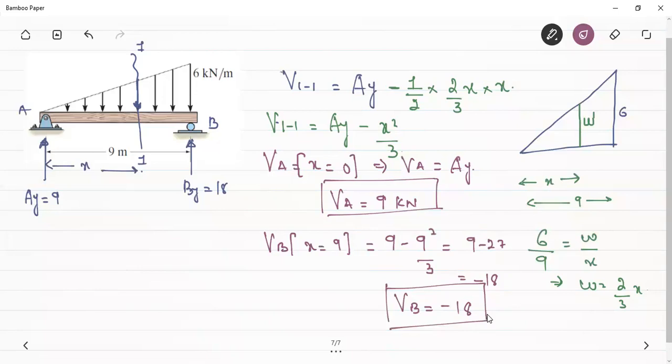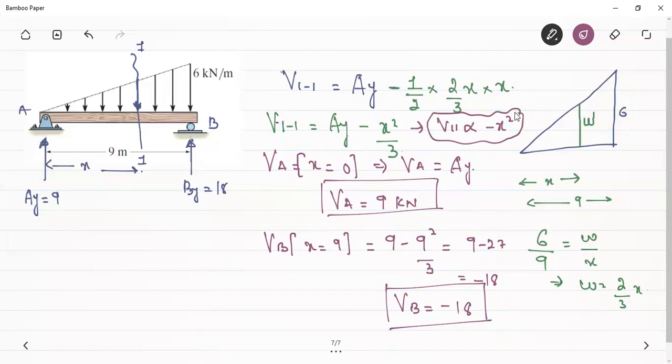So we can see that the shear force at A is equal to 9 and the shear force at B is equal to minus 18. Also look at the variation of the shear force. This gives us that the shear force variation is proportional to x square. That is, we are going to get a quadratic curve, or a parabolic curve, of the shear force.